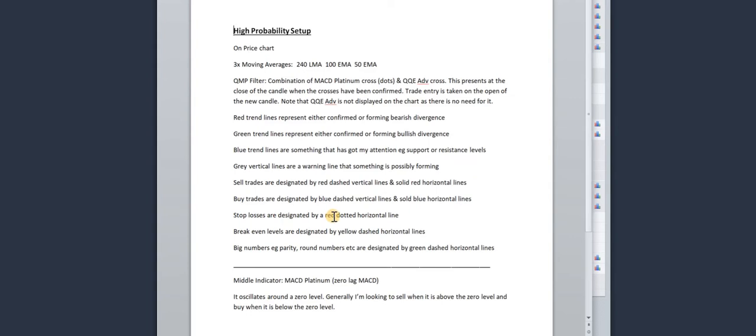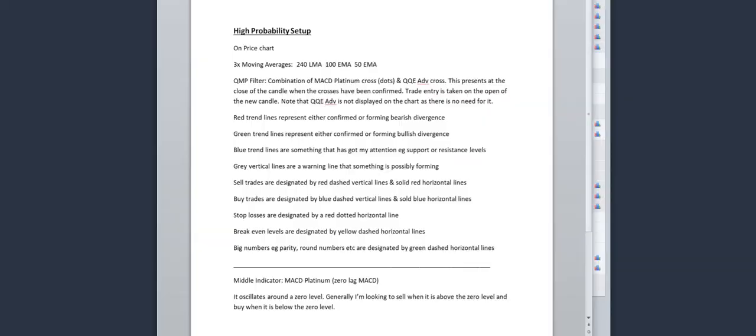Stop losses are red dotted lines. Big numbers are the big green dashed lines. The bottom indicator is a zero lag MACD. It's just an oscillator. It oscillates around the zero level, and generally we buy when it's below the zero level and sell when it's above the zero level. But we'll see all this on the charts. I'll try and remember to bring this up at the end of the video in case you missed it, and we'll go from there. So let's have a look at the watch list.